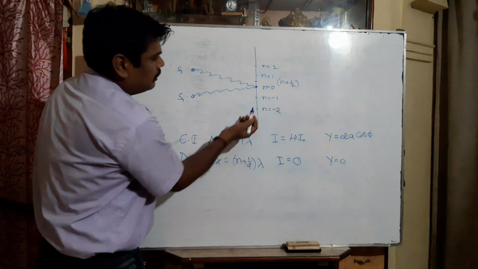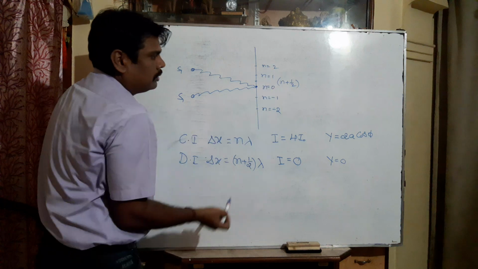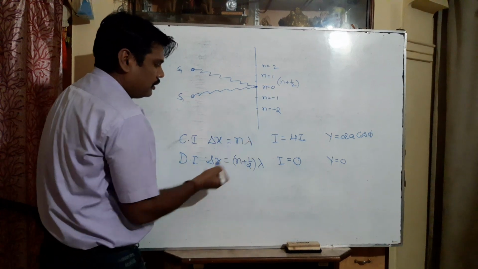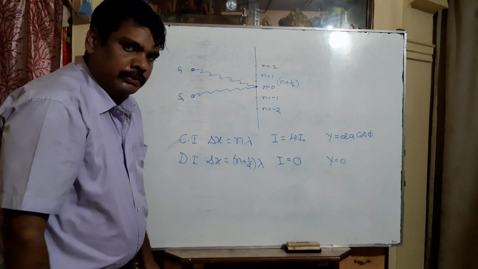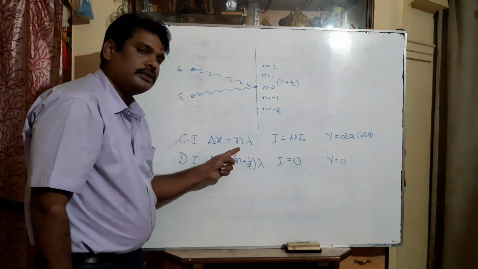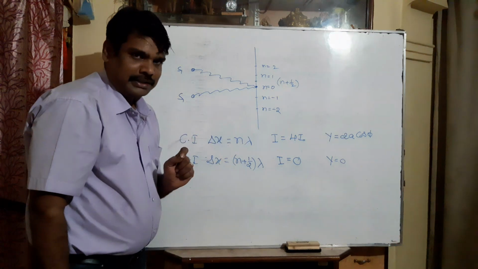So for all values of n equal to 1, 2, 3 or minus 1, minus 2, minus 3, for all values of n where n is an integer, whether positive or negative, including 0, we will get constructive interference.